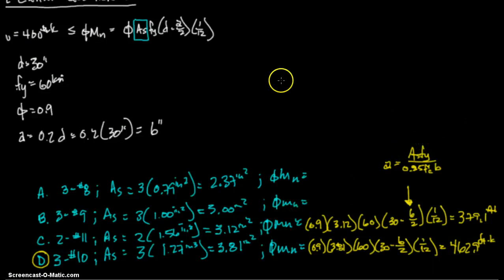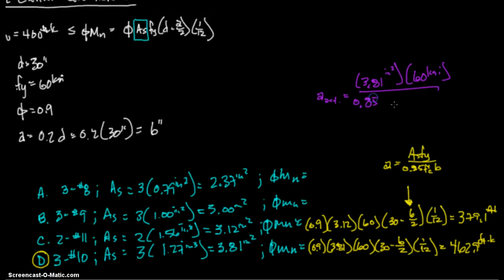Alright, so let's do another quick exercise, and let's figure out what the actual a is. You can call a Act for actual. As we know is 3.81 inches squared, times 60 ksi over 0.85, times 4 ksi. We're assuming we have 4 ksi concrete, sorry. And then our b, what did it say it was? Which is 14 inches, which we never actually used because we didn't need it.